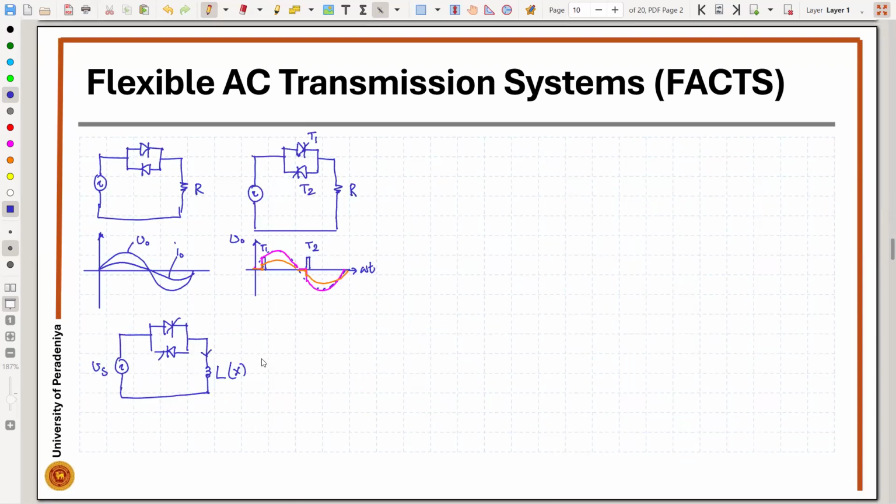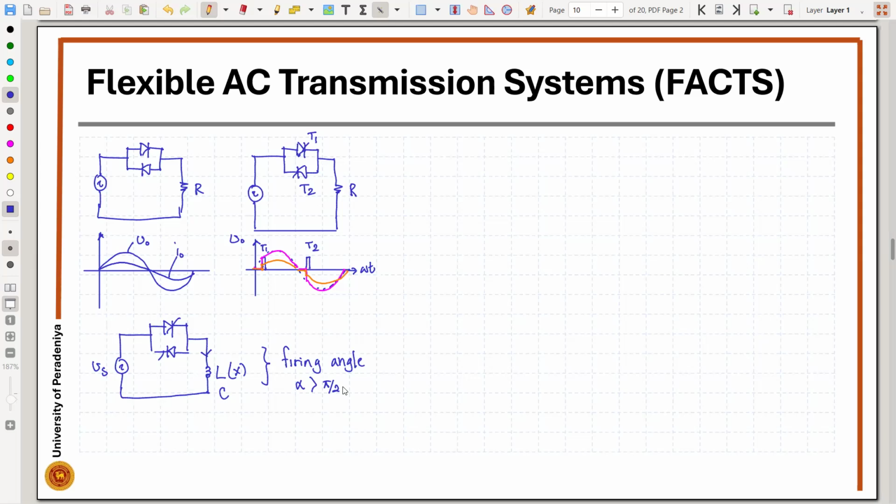So with the inductive or capacitive circuits, the firing angle would be greater than π/2. That is because the voltage and currents are going to be shifted by 90 degrees.